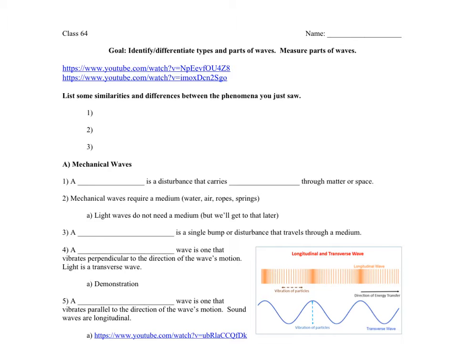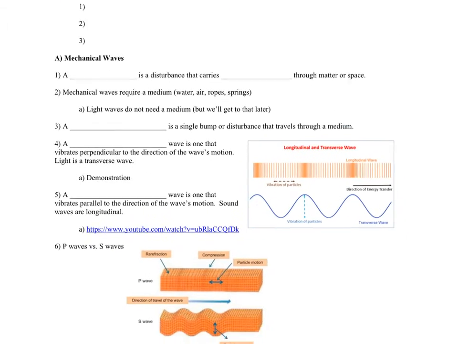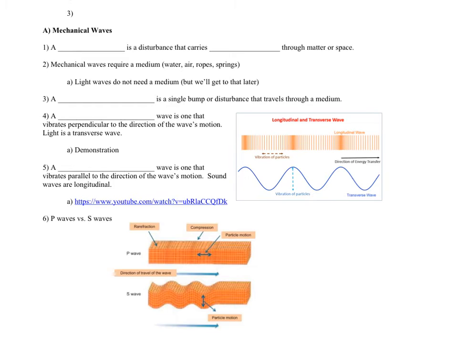We're going to skip down for now to part A, mechanical waves. So a wave is a disturbance that carries energy through matter or space. So our first type of wave is a mechanical wave. It requires a medium, so it has to go through something, whether that be water, air, a rope, a spring, just like what we've seen in class. Now, on the other hand, light waves do not need a medium, but we're going to go into those next unit.